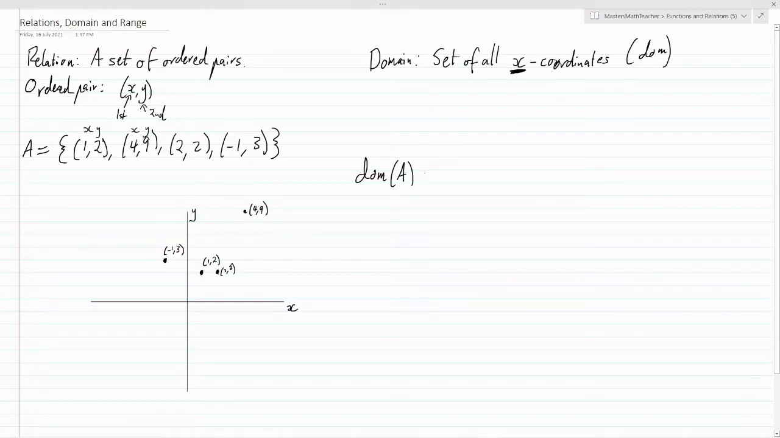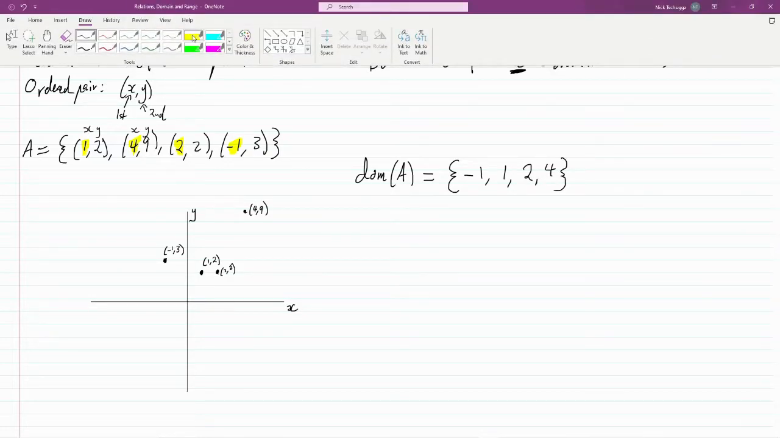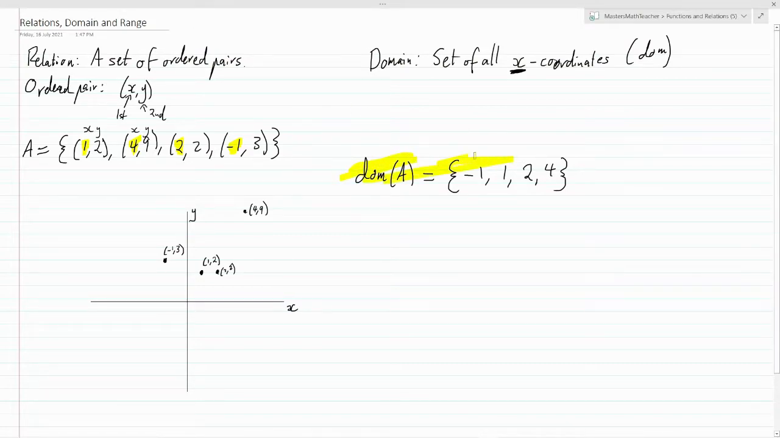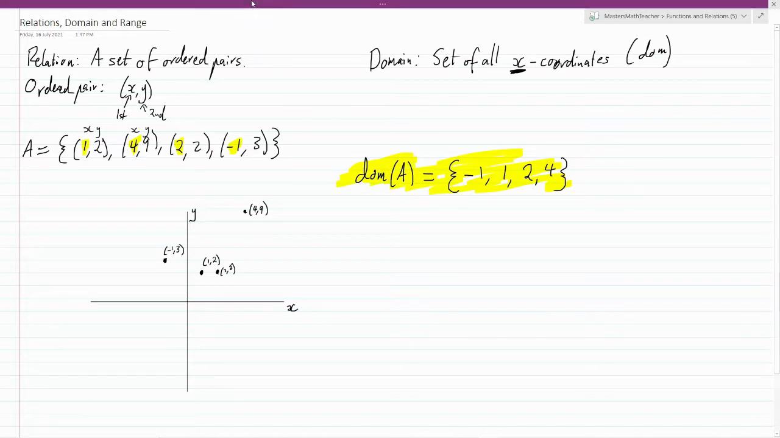We can write dom of A equals the set, and then let's look, what are the x coordinates in A? We've got 1, 4, 2, and -1. Now when we write these, we write them in numerical order, from lowest to highest. So we've just got -1, 1, 2, and 4. So it's the set of all the x values. And I'll highlight all this in yellow because it's really important that we get across the domain is x values.